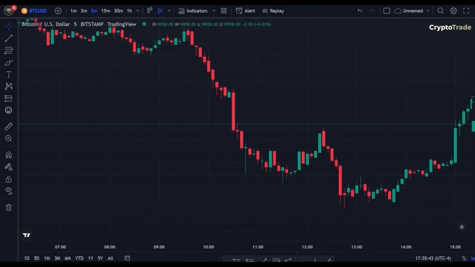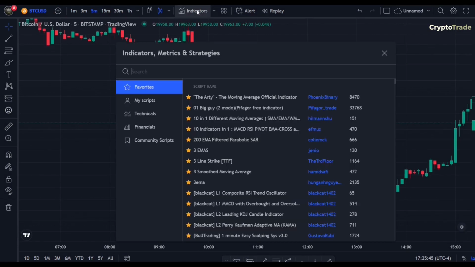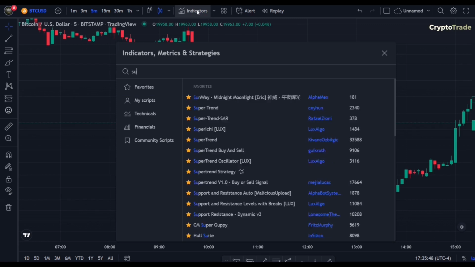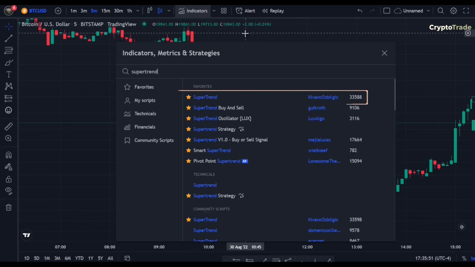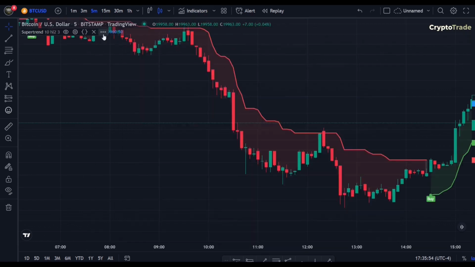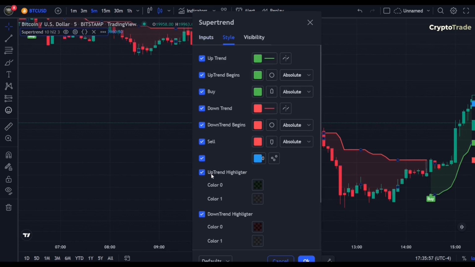To add the first indicator to the chart, open the indicator search bar in Tradingview and type Supertrend. Select this indicator, as shown here in the video. In the Style tab, uncheck the uptrend and downtrend highlighter checkboxes.